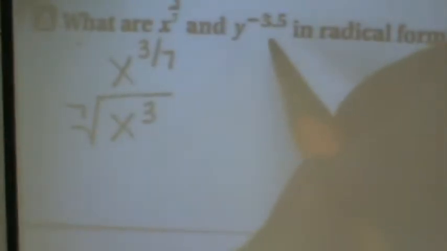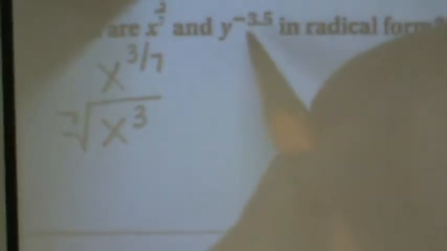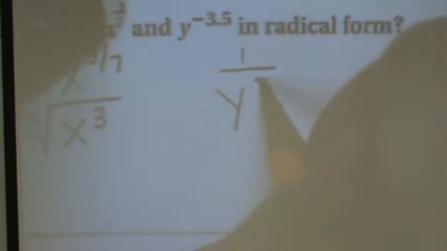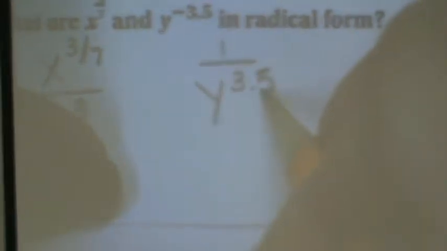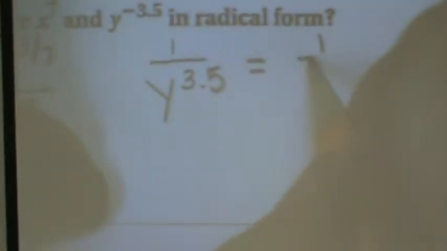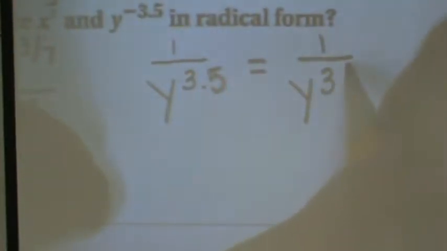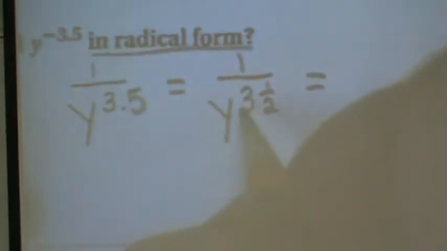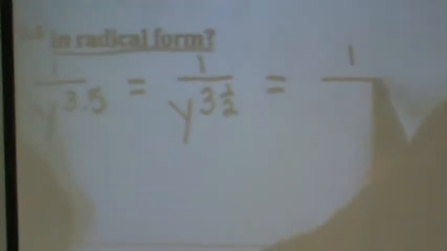What happens when you have a negative exponent? What is a negative exponent telling you to do? Flip it. So let's first flip it. So it's y to the positive 3.5 power. Well, what's another name for 3.5 written as a fraction or mixed number? Isn't it 3 and 1/2, right? So how would you write this in radical form? They want it in radical form, because right now it's in rational form.